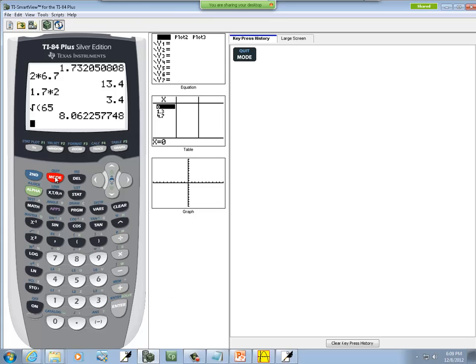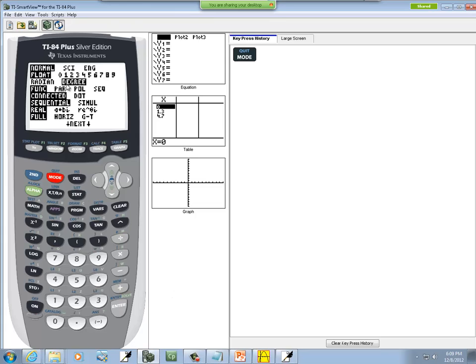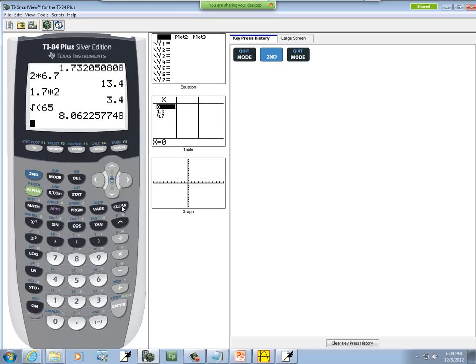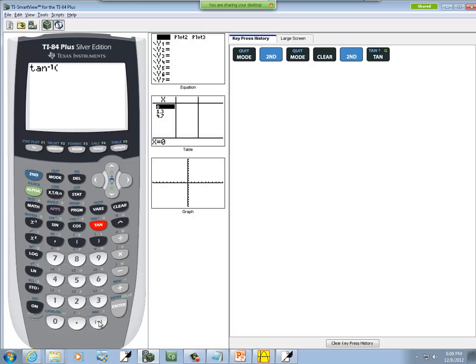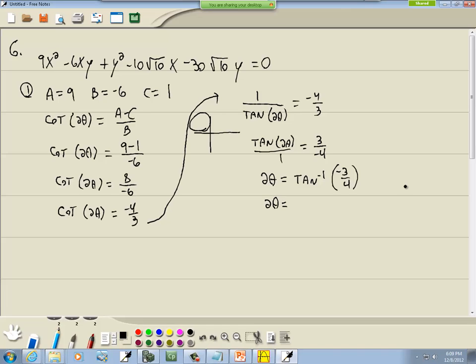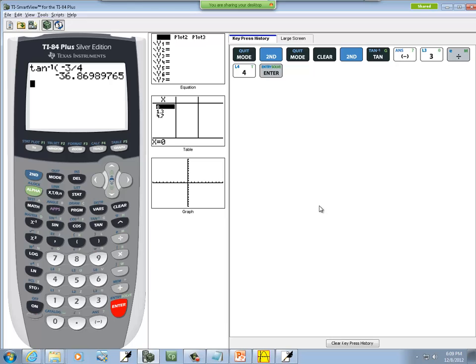So I'll press mode. I'm in degrees, so that's fine. Do a second mode, exit out. And I'm going to do my second tangent to get the inverse tangent of negative 3/4. So we got negative 36.87 degrees.